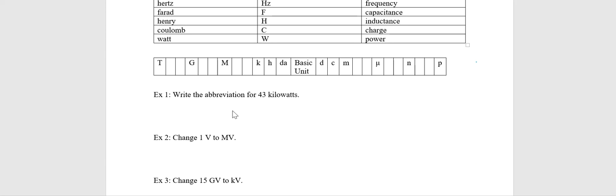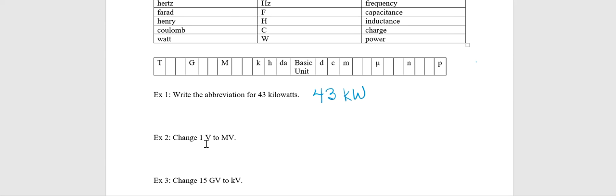First thing they want us to do is practice the idea of moving from the words to the abbreviations. So 43 kilowatts. Kilo is a small k. Watts is a capital W. So 43 kilowatts is 43 small k capital W. You will do more of those in your WebAssign assignment. Some more of the moving between units in the metric system.